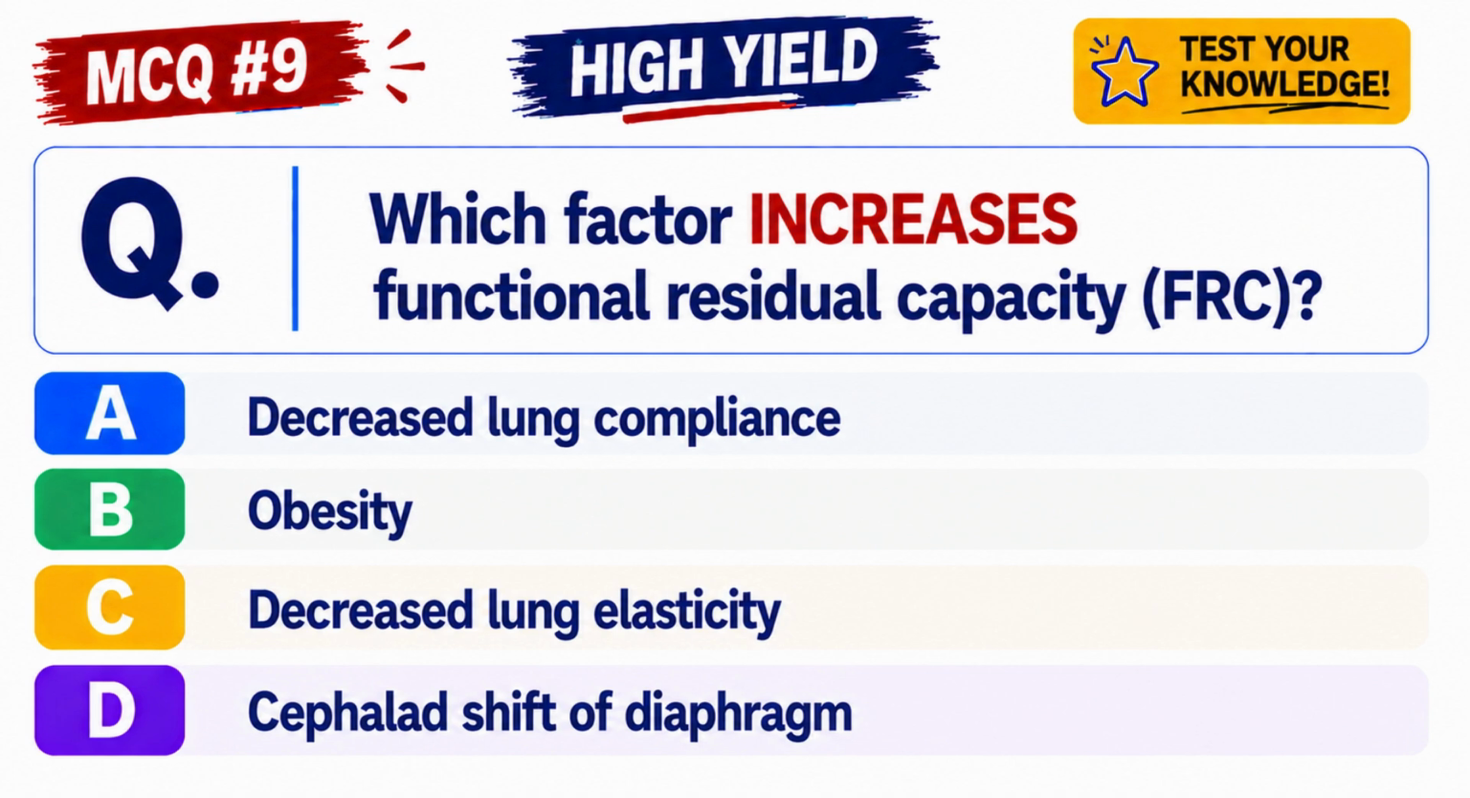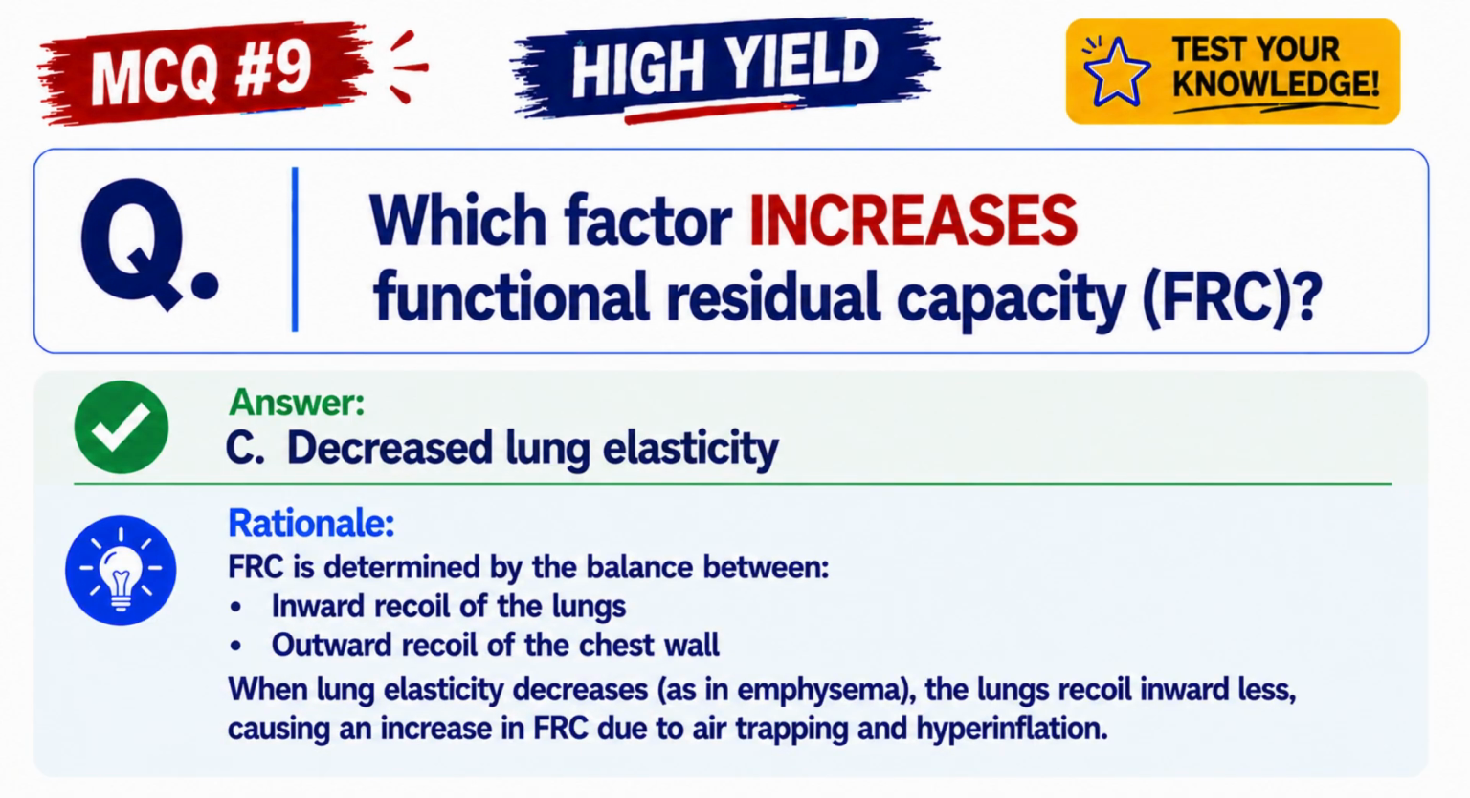Question 9. Which factor increases functional residual capacity? A. Decreased lung compliance. B. Obesity. C. Decreased lung elasticity. D. Cephalad shift of diaphragm. The answer is C. Decreased lung elasticity.